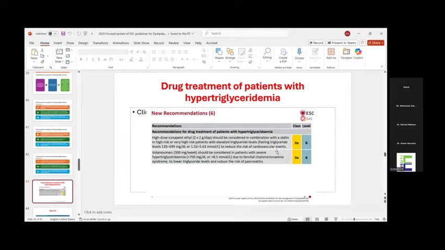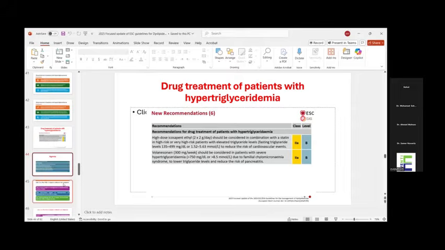We have also a new drug called olezarsen. It is given 300 milligram once weekly, and should be considered in patients with severe hypertriglyceridemia, triglyceride more than 750 milligram, due to familial chylomicronemia syndrome, to lower the triglyceride level and to reduce the risk of acute pancreatitis.